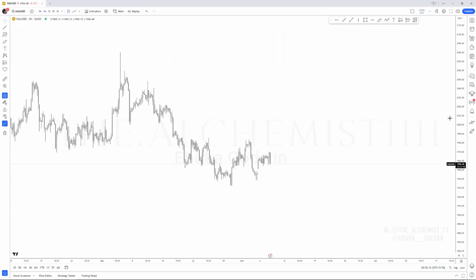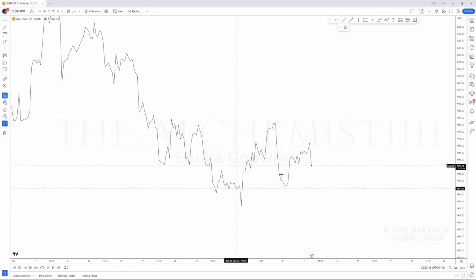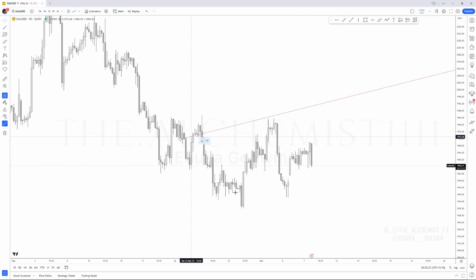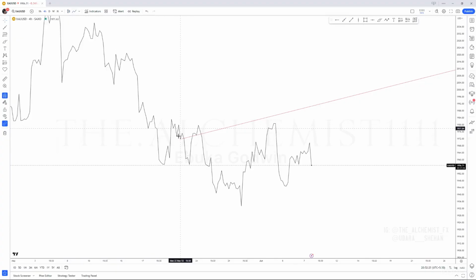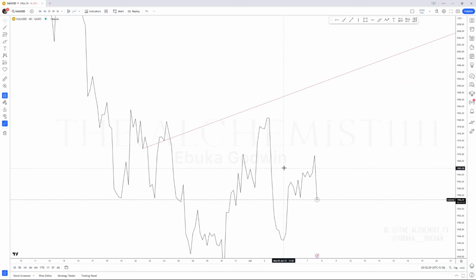Now some people will draw some crazy trend lines like this. Maybe they connect this point and then this point and then take the entry. People do stuff like that, but in my opinion, that is completely wrong. Just because you have two points, don't connect that. So that's wrong.